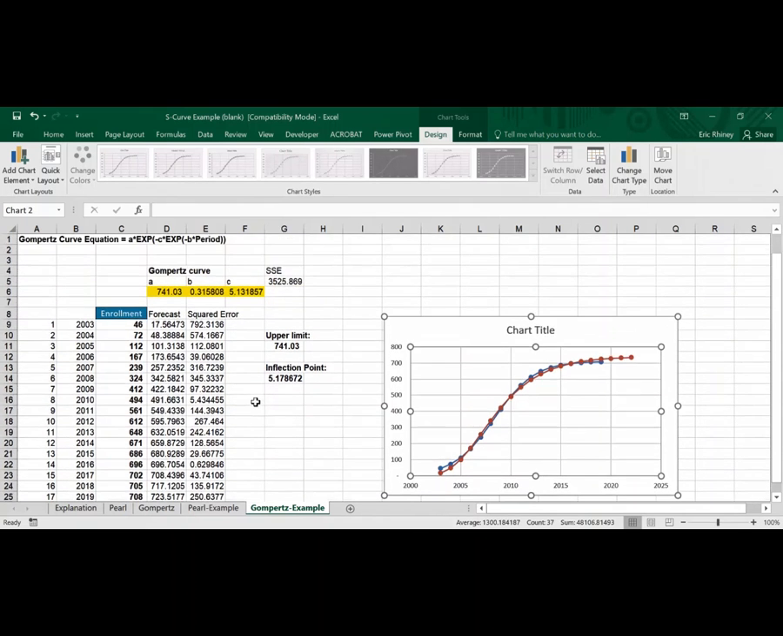So there you have both the Pearl and the Gompertz. Really great for estimating demand of the overall market, or maybe your market share, or what's going on with a particular product or something like that.